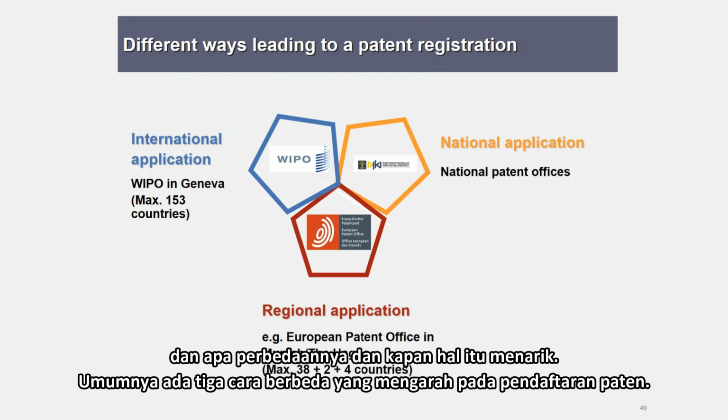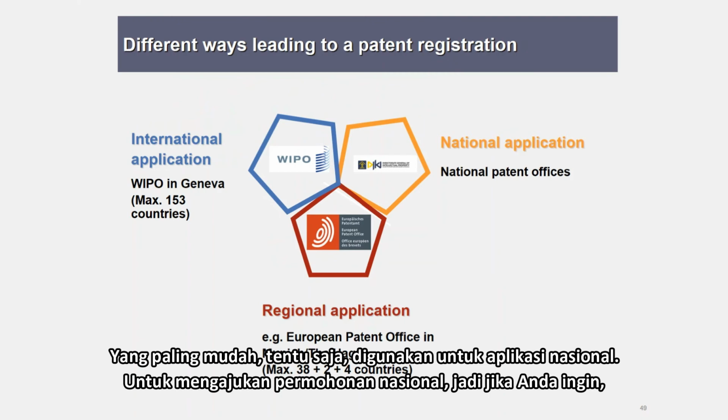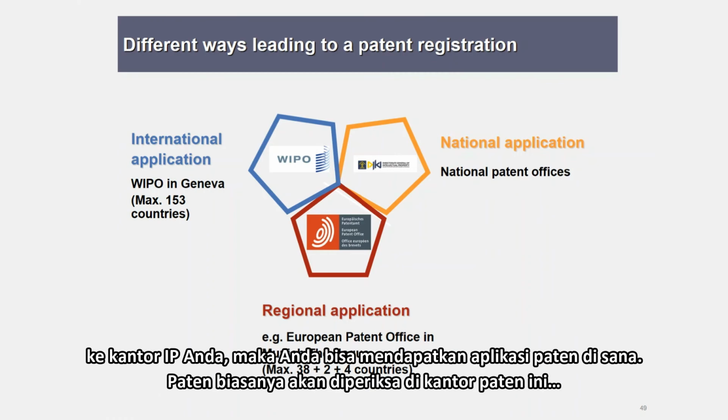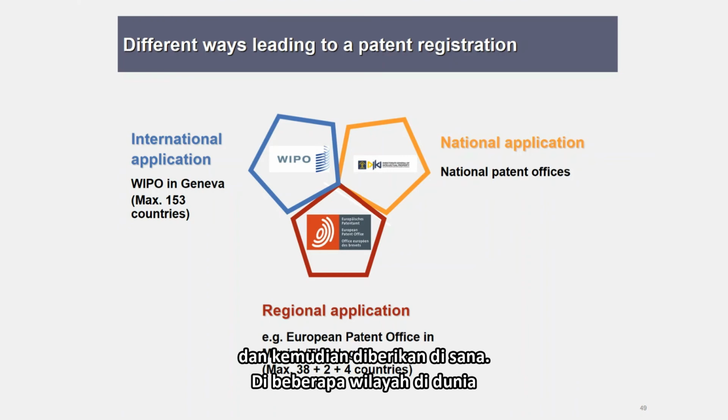So there are mostly three different ways that lead to a patent registration. The easiest one is, of course, to go for a national application. If you want, for example, a patent in your country, whatever the country is, it is easy to go to your own patent office, to your IP office. Then you might get a patent application there. The patent will normally be examined at this patent office, and then it will be granted there.